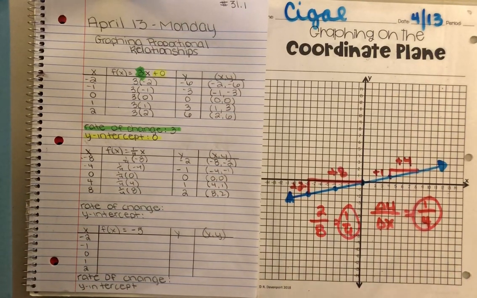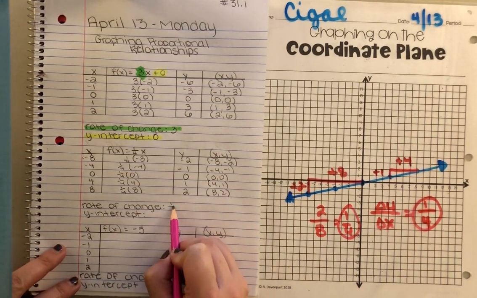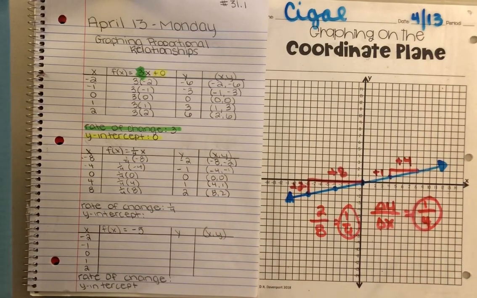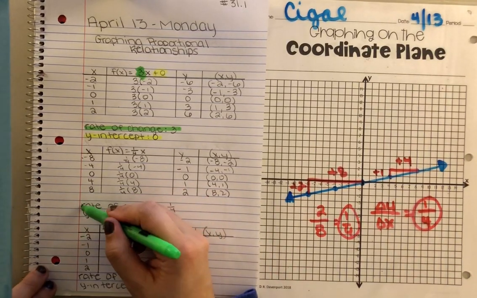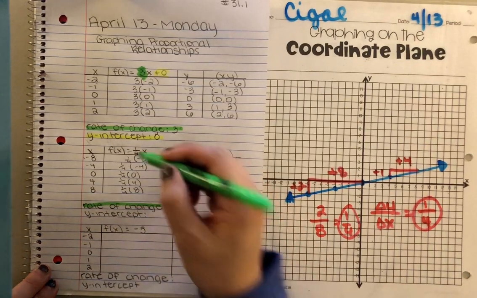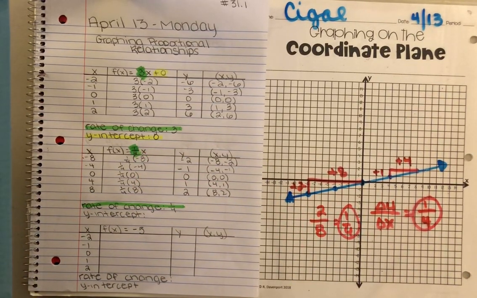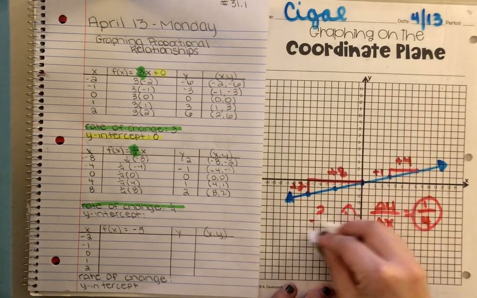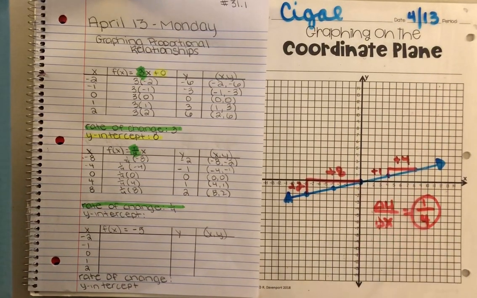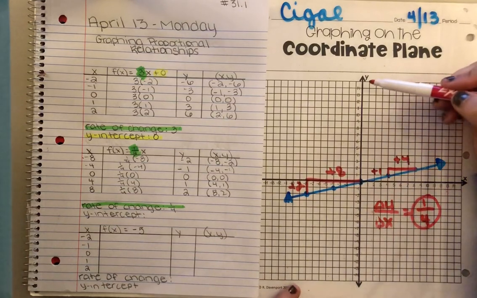So back on our paper, we can say our rate of change is 1/4. Hopefully you're starting to see this pattern. My rate of change being 1/4, you can find that number right here. Next thing we're gonna look for is our y-intercept. I wanna know where this is crossing the y-axis.